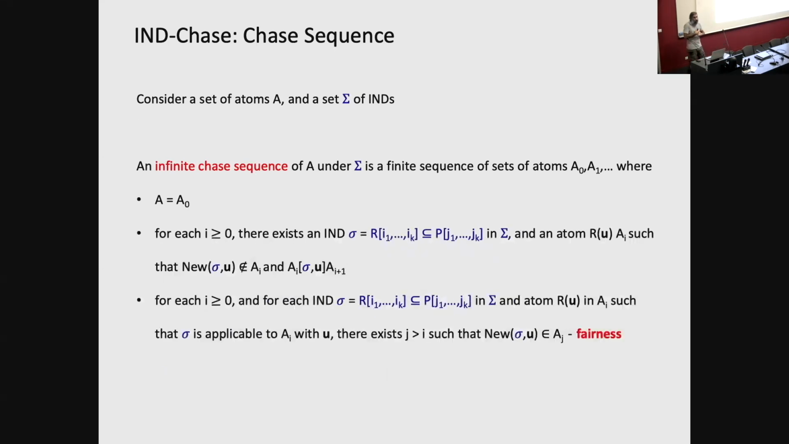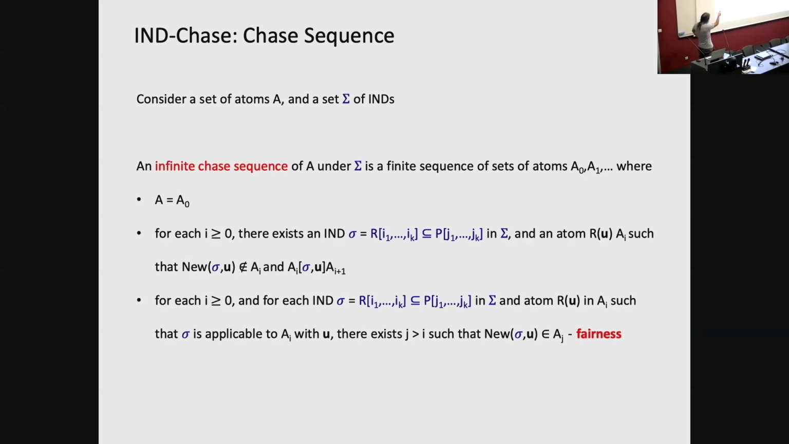Now we have to define also the infinite case. And in this case, we really need it. For functional dependencies, we defined it just for the sake of completeness, and then we discarded it because we realized that there are no infinite sequences. But here, infinite sequences actually exist, as we have seen, and we have to properly define them and deal with them. So what is an infinite chase sequence of A under sigma? It is an infinite sequence of sets of atoms starting from A.